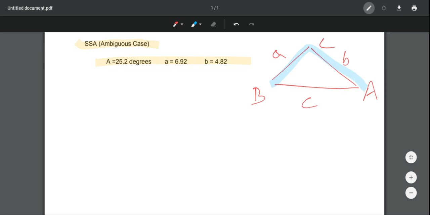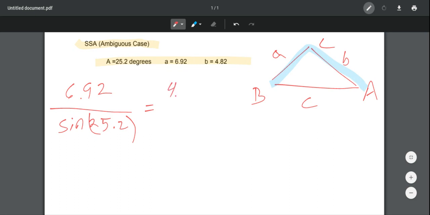So now what we need to do is figure out how to solve this. Now, we were also told that you could have possibly one case or two cases. So we need to really think about this. Well, if I'm given little a and I'm given angle A, I can use my law of sines by setting up 6.92 over sine of 25.2 degrees. All right. Now, look at the other information I'm given. I'm given little b. So I'm given side length B. Well, I can put that 4.82 over the sine of angle B. And now I can use this information to solve for angle B.